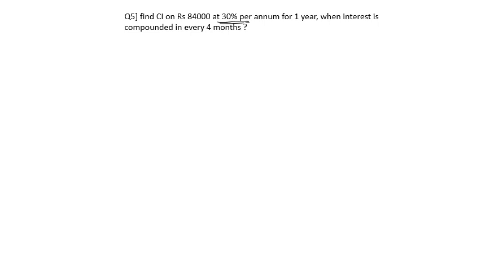The rate has to be 10% because for 12 months the rate is 30%. So for 4 months it will be 1/3, that will be 10%, right? 10% of what? Principal. Principal is 84,000, right? And how many 4-month periods are there in 1 year? 3 four-month periods are there. So compounding will be done 3 times. So 10% of 84,000 is 8400. I hope this part is clear, guys.